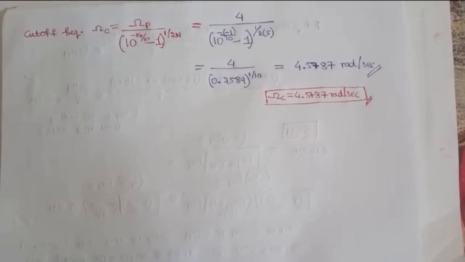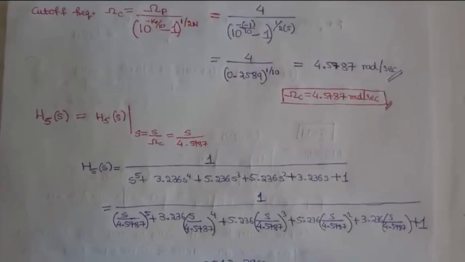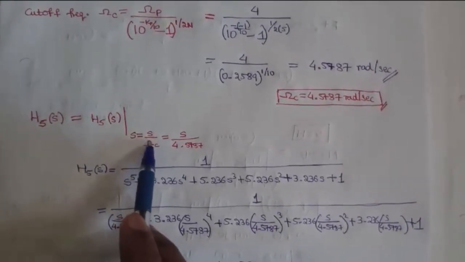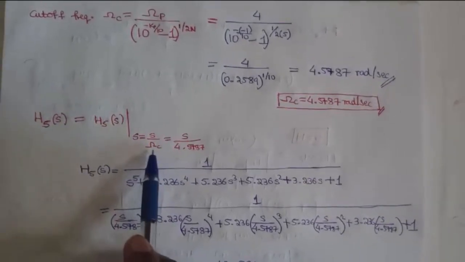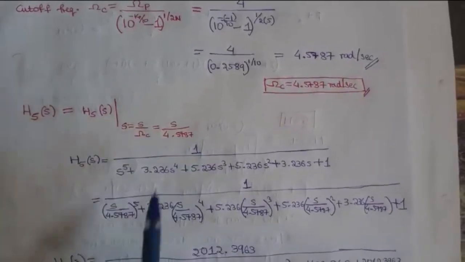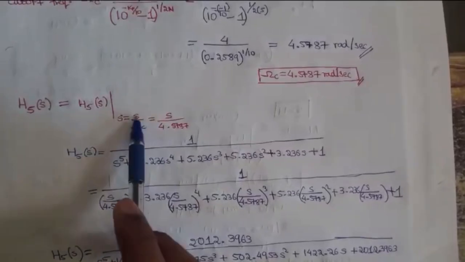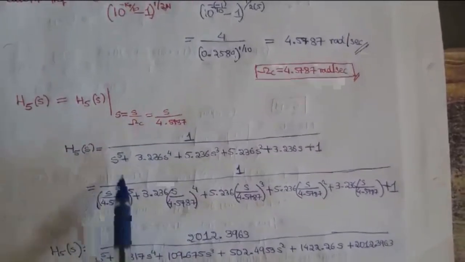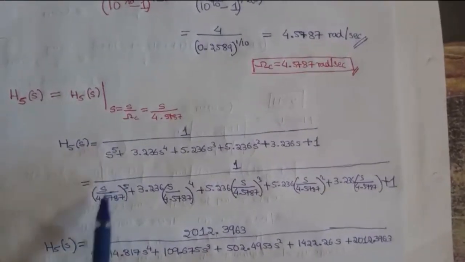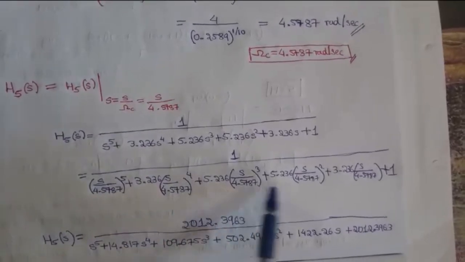Hence, we have to apply the low-pass to low-pass transformation. To apply it, we have to substitute s divided by omega c in place of s. We have obtained omega c is equal to 4.5787 radian per second. This is the transfer function we have already obtained. Substituting s by omega c in place of s, we can obtain the updated transfer function. In every place of s, we have substituted s divided by 4.5787.